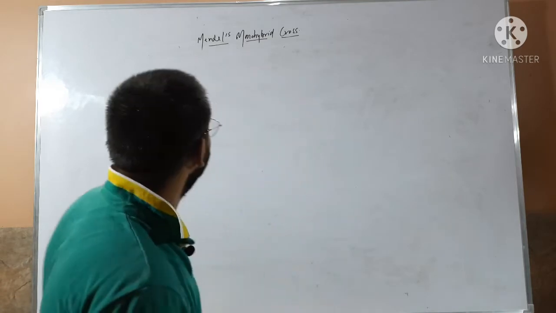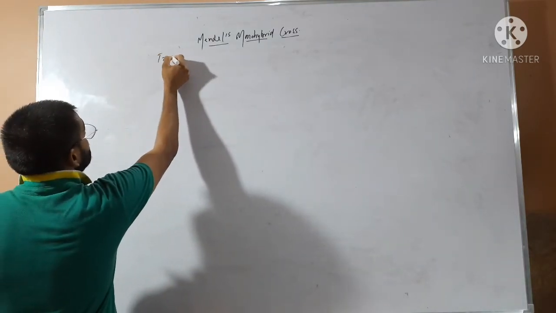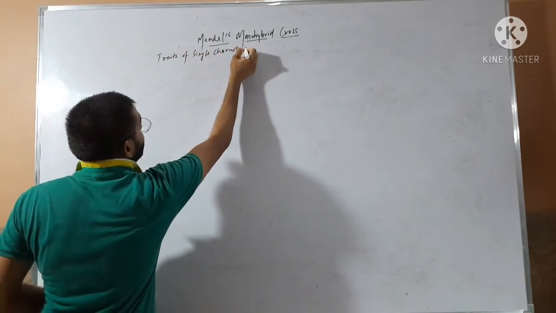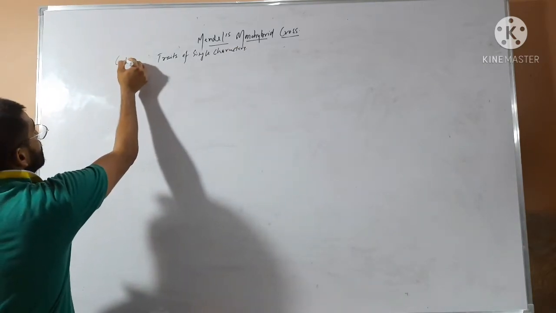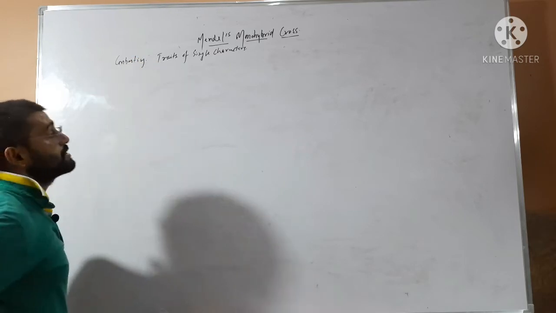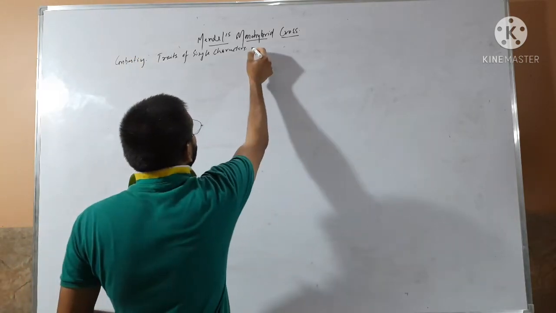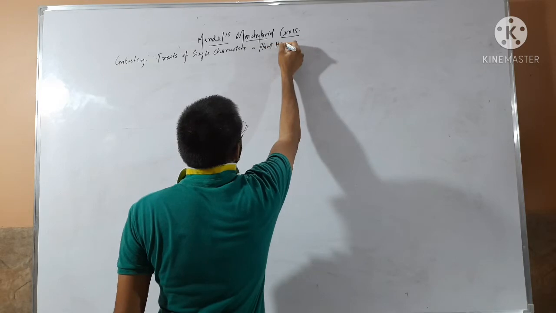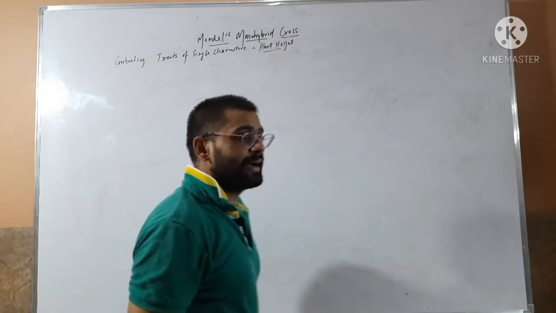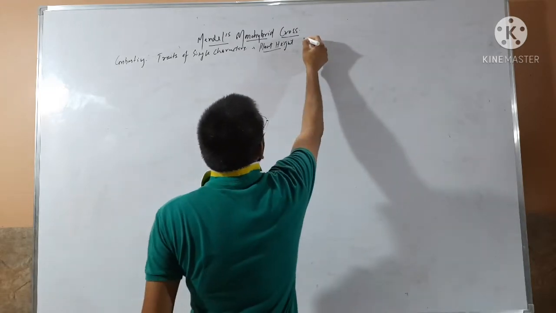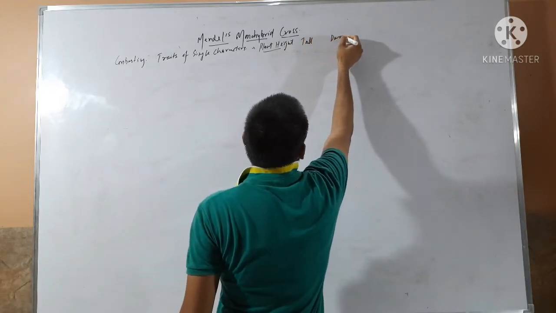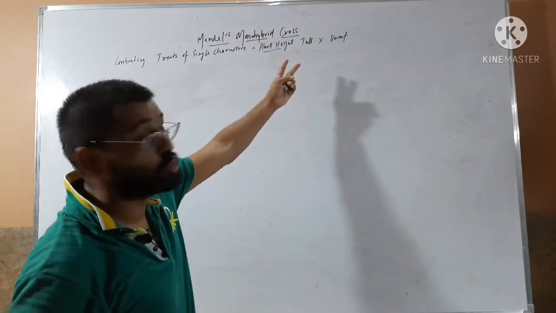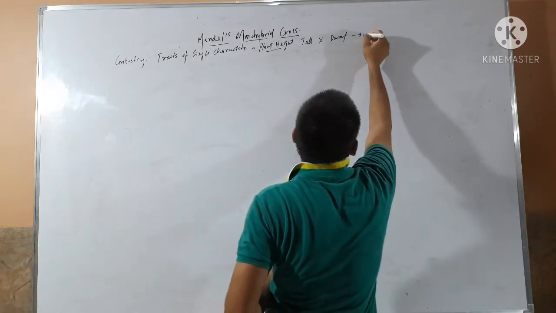Monohybrid cross is a cross between traits of a single character, or you can say contrasting traits of a single character. For example, here we are taking a single character, that is plant height. We know that plant height has two traits, that is tall plant and dwarf plant. So if we cross between these two contrasting traits, it will be called monohybrid cross.